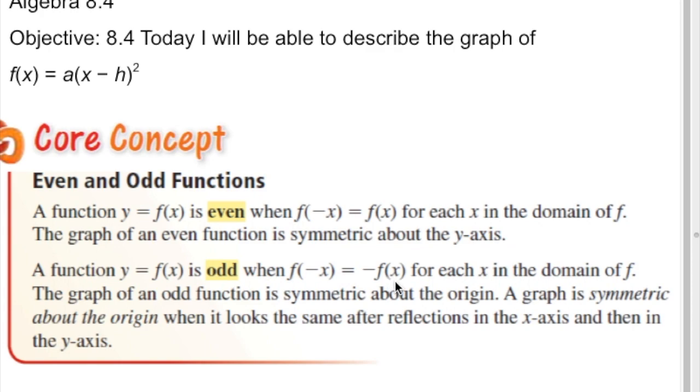functions. And what you need to take away from this slide is that for even functions, when you plug in negative x into the function, it becomes the same function. So f of negative x becomes f of x. When you have an odd function and when you plug in negative x, your new function will be negative f of x. So a function y equals f of x is odd when f of negative x is equal to negative f of x. So let's look at a couple of problems together.